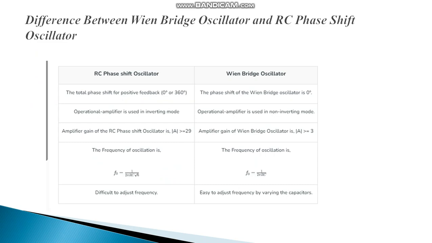The amplifier gain of the RC phase shift oscillator is modulus of A greater than or equal to 29. For the Wien bridge oscillator, modulus of A is greater than or equal to 3. The frequency of oscillation f0 equals 1 by 2 pi RC root 6 for the RC phase shift oscillator. For the Wien bridge, it is 1 by 2 pi RC. In the RC phase shift oscillator, it is difficult to adjust the frequency. In the Wien bridge oscillator, it is easy to adjust the frequency.